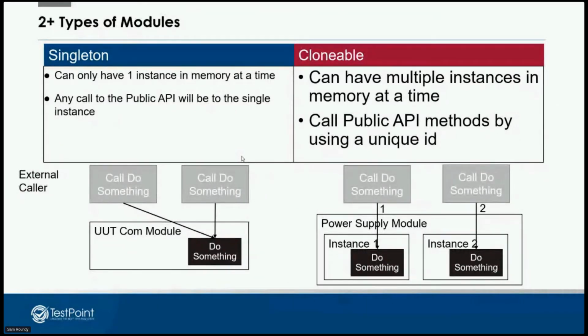To preface, I still think Actor Framework is better, but I think DQMH has its place. 2+ types of modules. The reason I put the plus in there is because there's 2 main ones that ship with DQMH out of the box. You can go add whatever type of module you want. You can extend DQMH. It has a lot of flexibility in that regard. So you can create your own types of modules if you want. The 2 out of the box ones are the singletons, they call them, or the clonable.